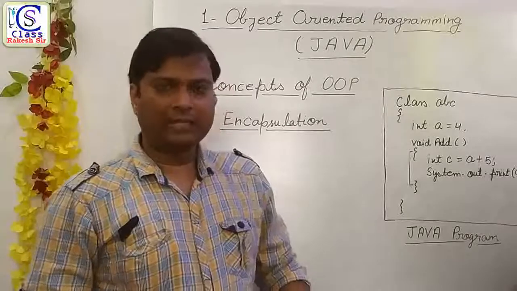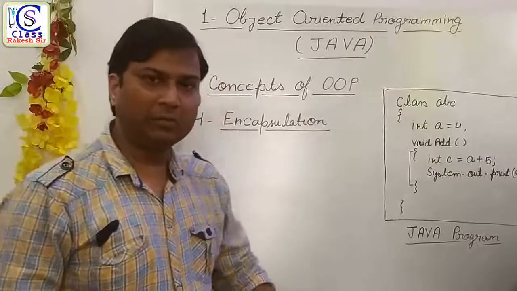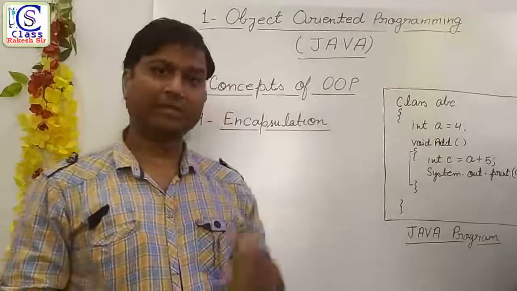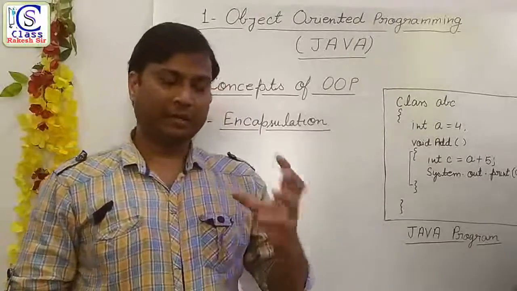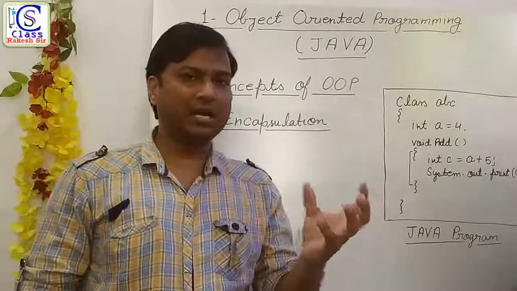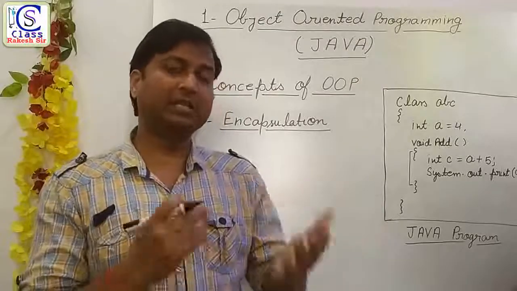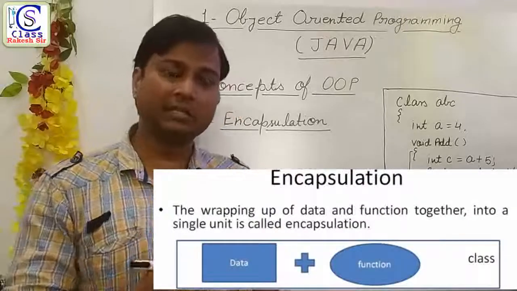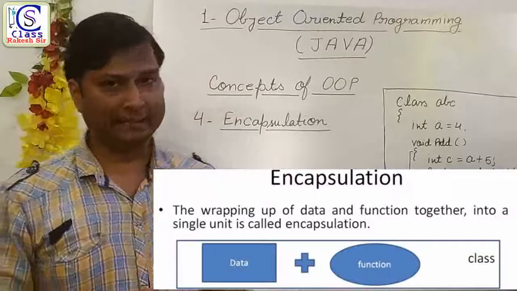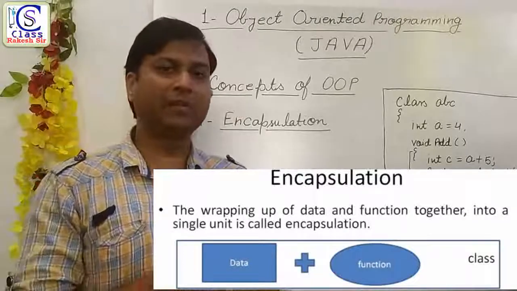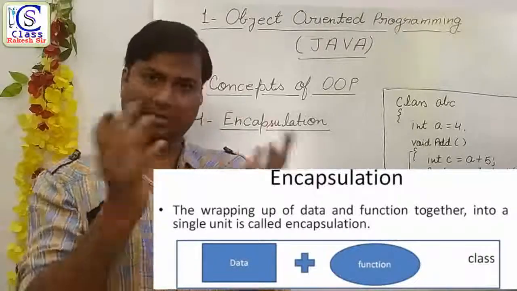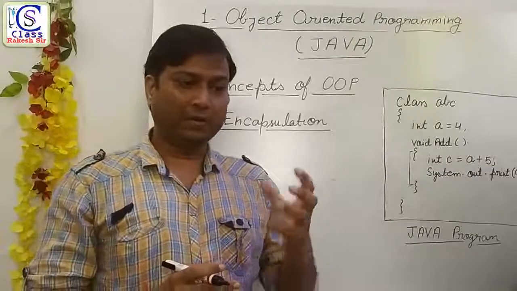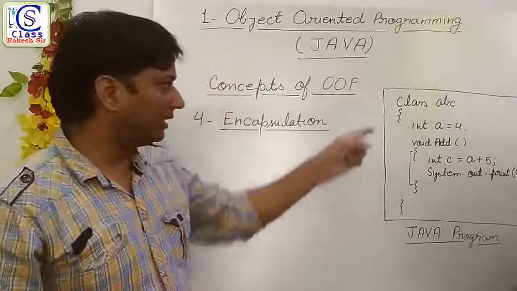Now the next feature of object oriented programming structure is encapsulation. What is encapsulation? The definition of encapsulation is wrapping data and their function in a single unit. Wrapping data and their function in a single unit is known as encapsulation. Wrapping means packing something, that is known as wrapping.